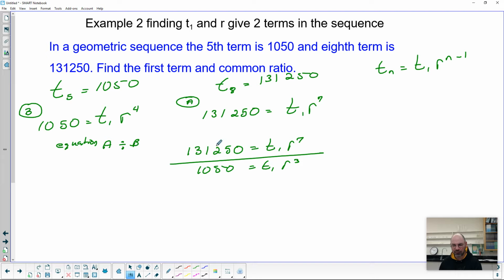Okay, now everything is multiplied. So we have to do this one first. 131,250 divided by, what was that one? 1050. So I get 125.